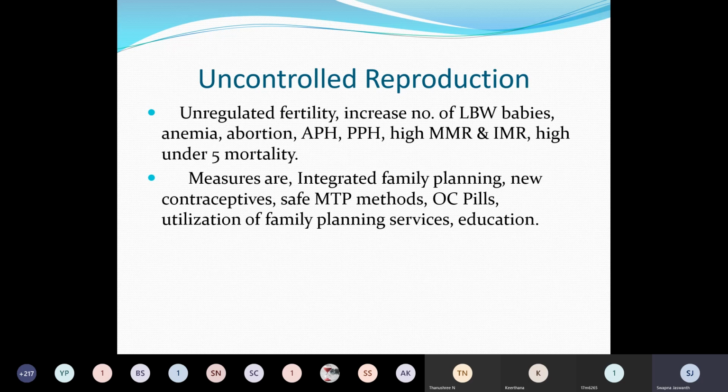So they should also have access to family planning services free of cost, and there must be continuous education provided to all of them so that they take an informed decision about their family, so that they can decide how many children they can have and when they can have them, and they can reduce various problems among the mother and child indirectly.